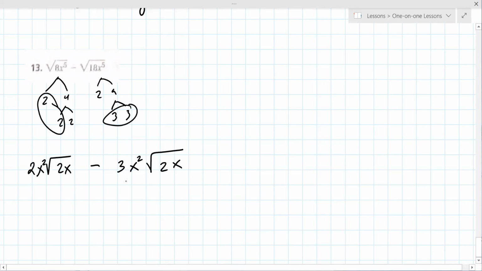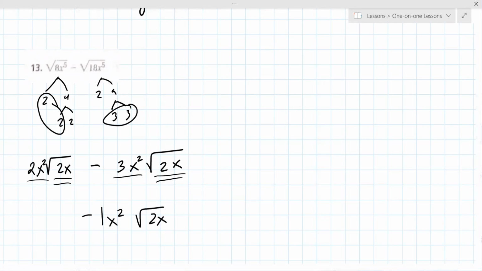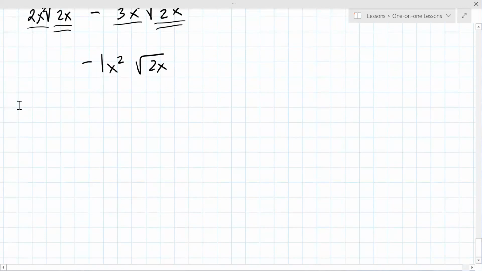Now you can say, oh, I've got 3x squareds, 2x squareds. Because these are the same and the parts inside the roots are the same, it becomes negative 1x squared square root 2x. All right. Not so bad. It's easy to write the wrong thing. All right, so 14, I think we did something like this last week.